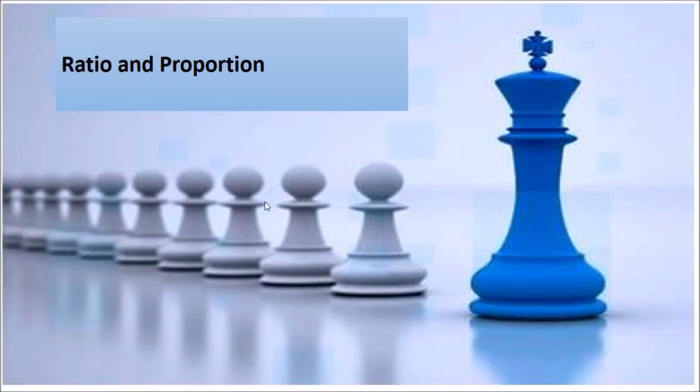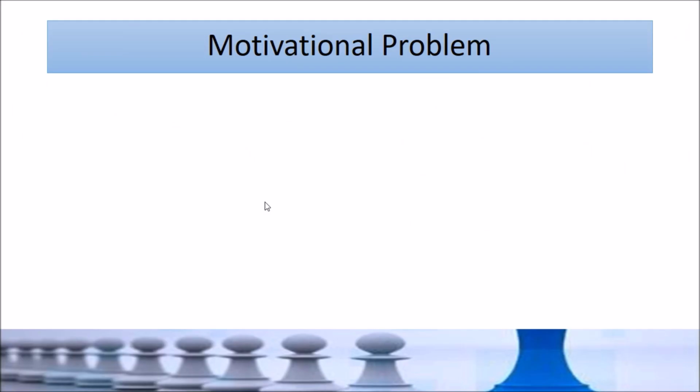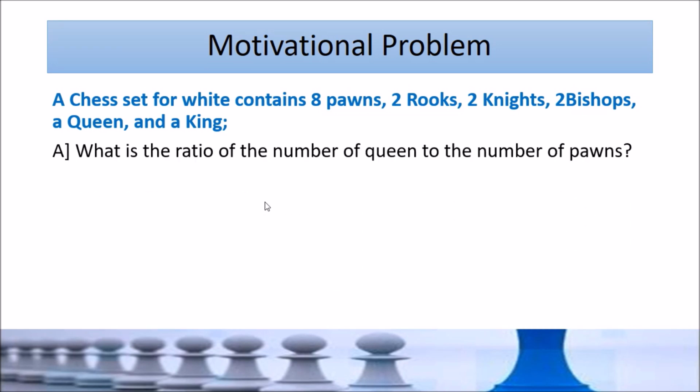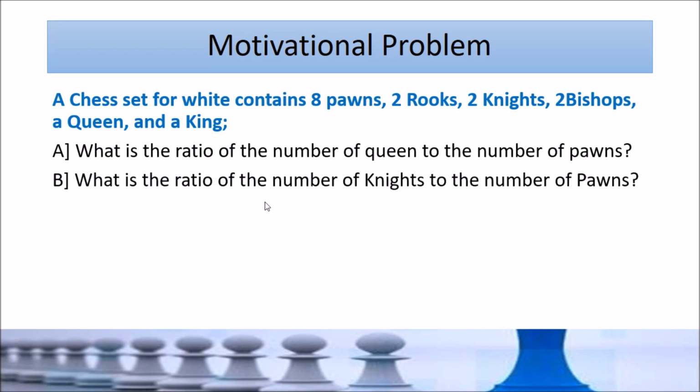In this video, we will be learning about ratio and proportion. So let's answer first the motivational problem. A chess set for white contains 8 pawns, 2 rooks, 2 knights, 2 bishops, a queen, and a king. What is the ratio of the number of queen to the number of pawns? Second, what is the ratio of the number of knights to the number of pawns?